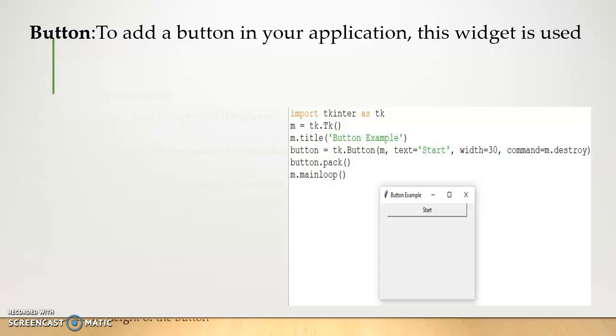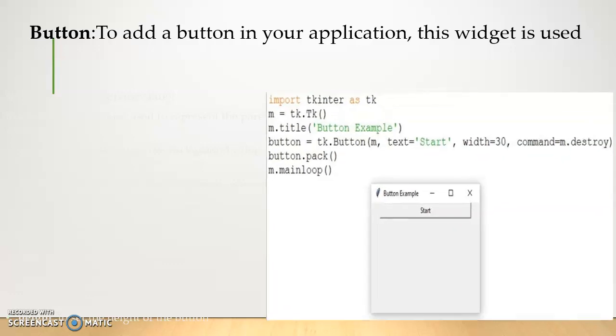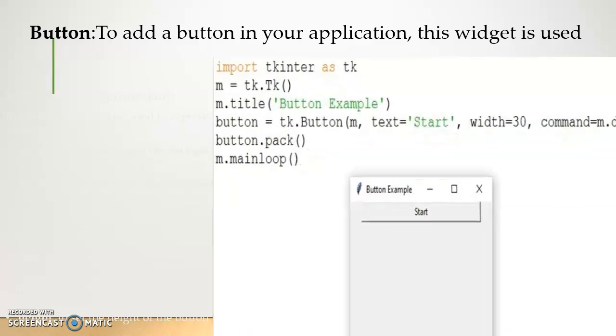Width to set the width of the button. Height to set the height of the button. And we have executed one program. You can see import tkinter as tk, we will be taking it as tk.